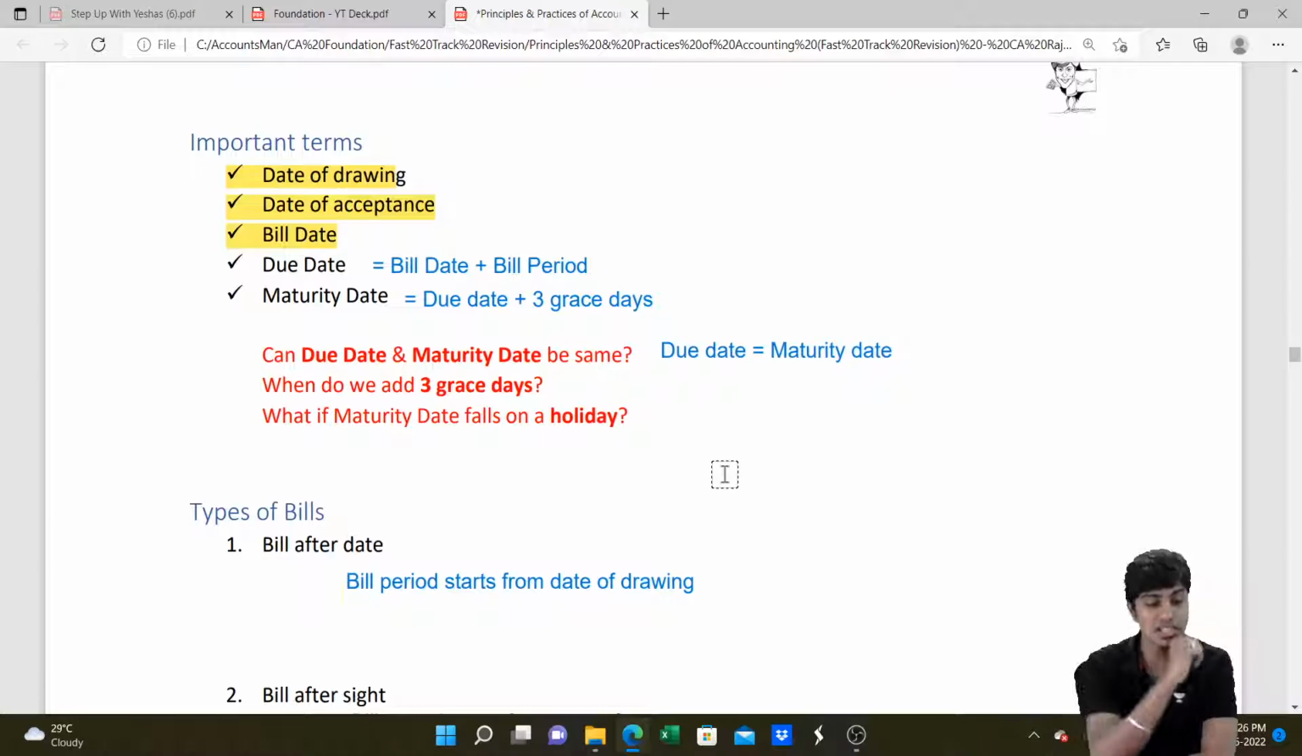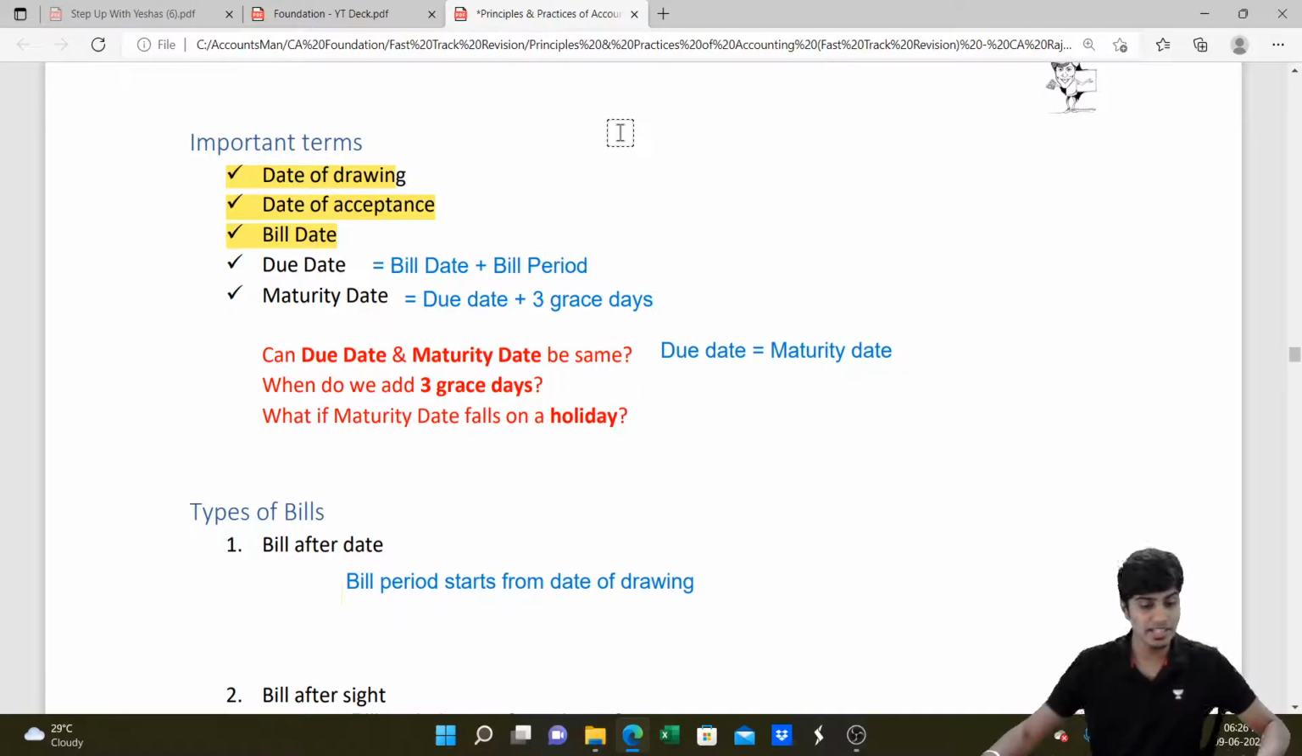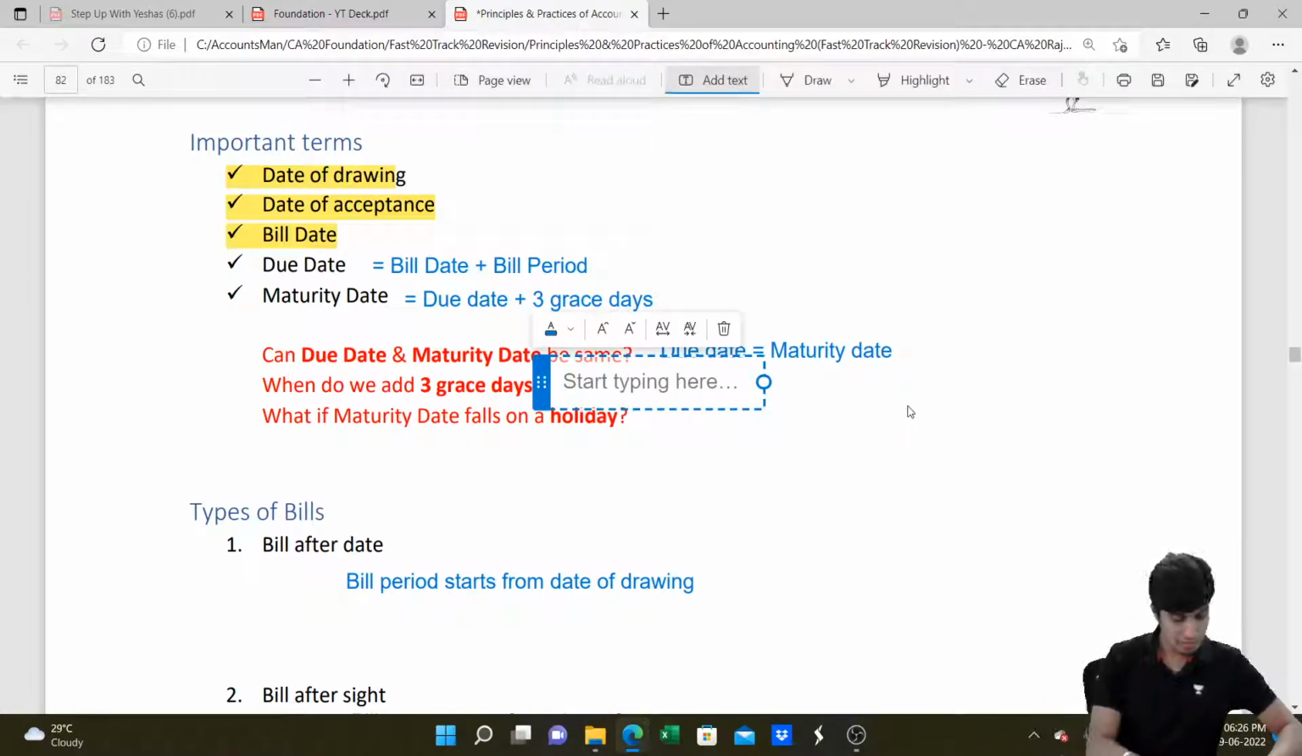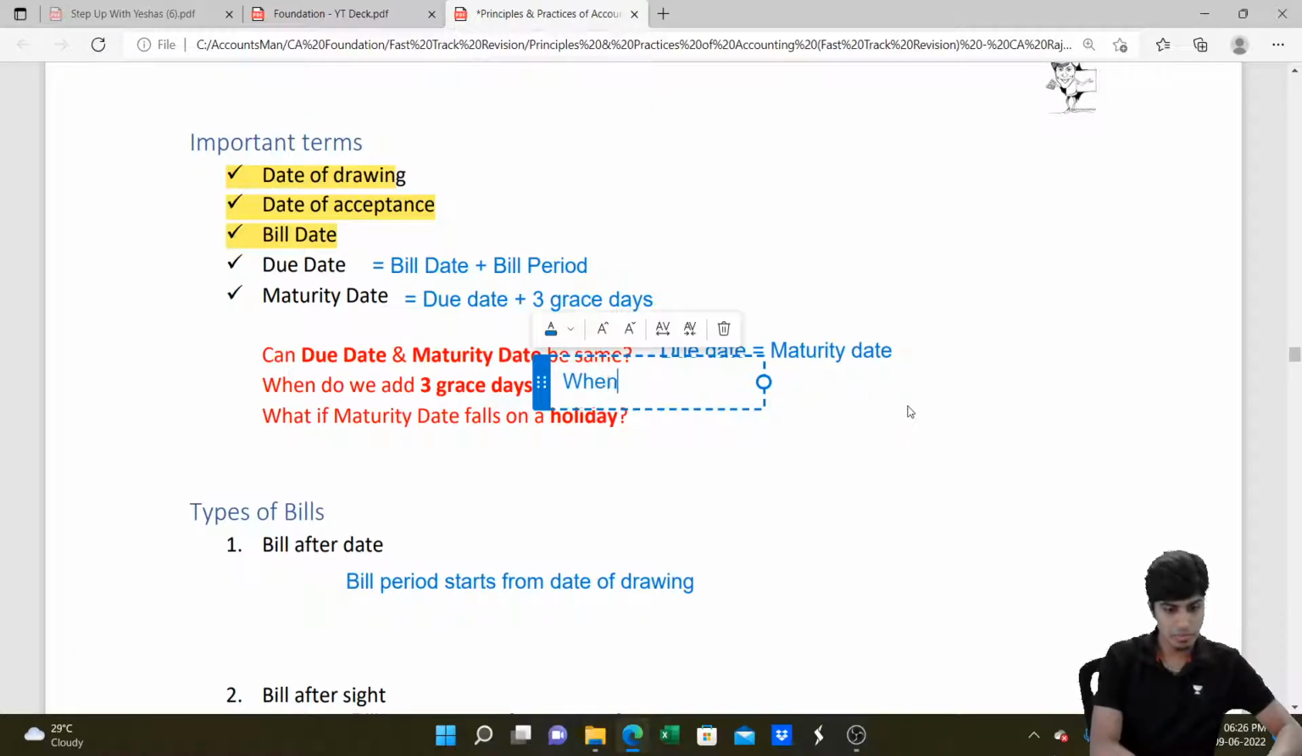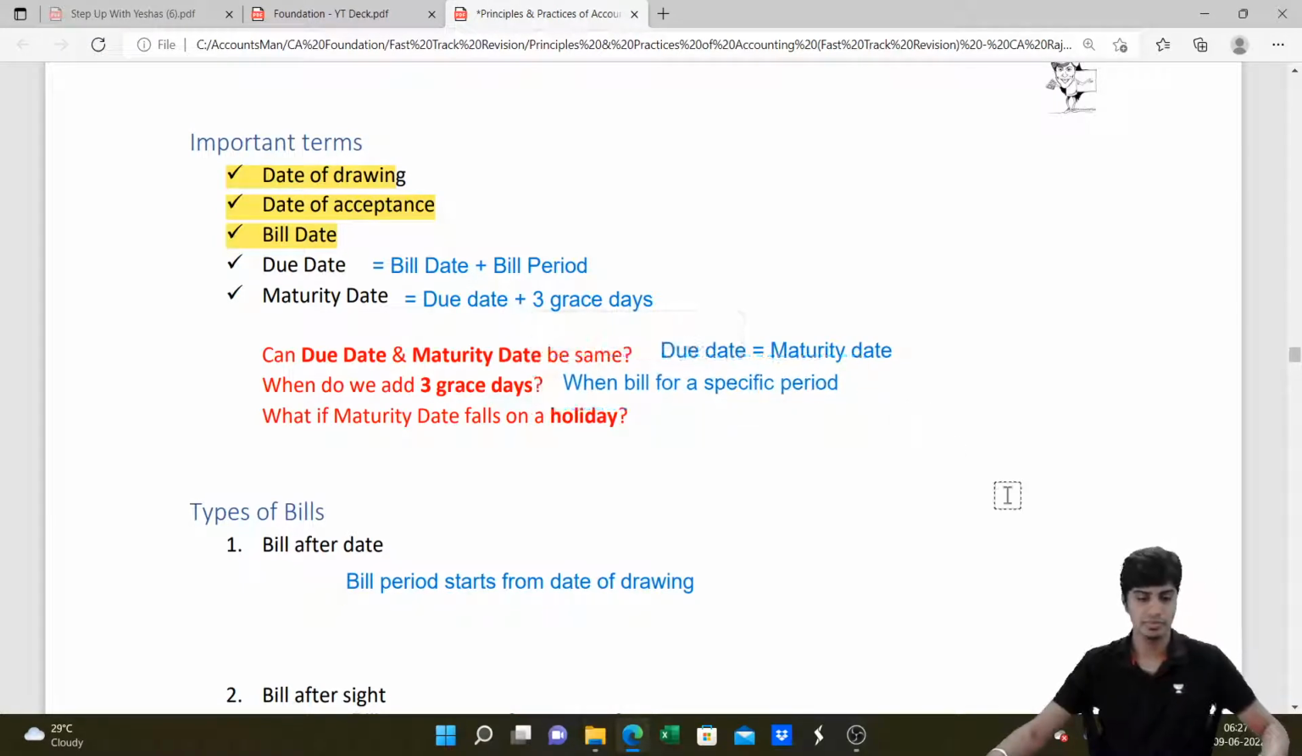Sir, when will the 3 grace days concept come? When do we add 3 grace days? When the bill is for a specific period. In the bill, we don't mention the due date or maturity date. In the bill that I drew on my customer, I would write that the bill will mature after 3 months, after 1 month, after 60 days. If I mention such a period, then I would be adding 3 grace days to the due date to arrive at maturity. If not, then no.